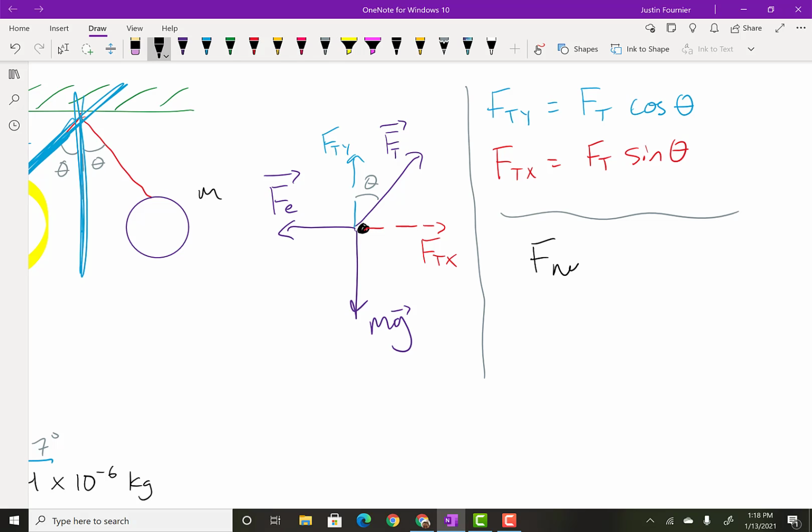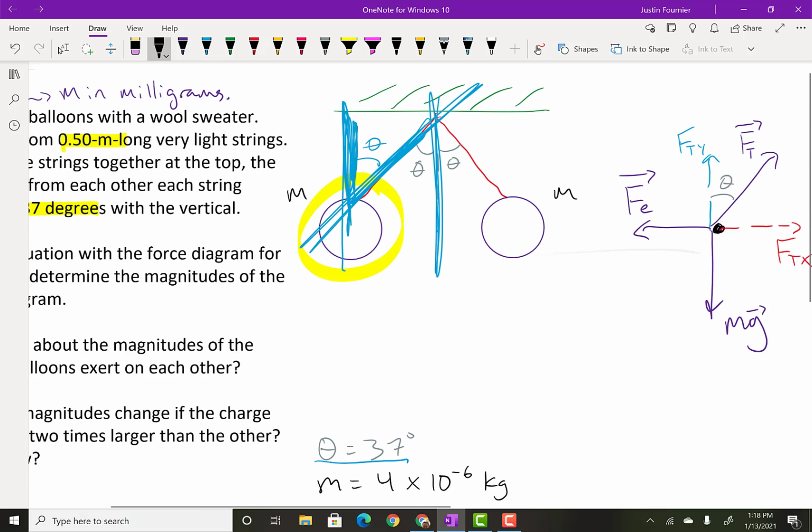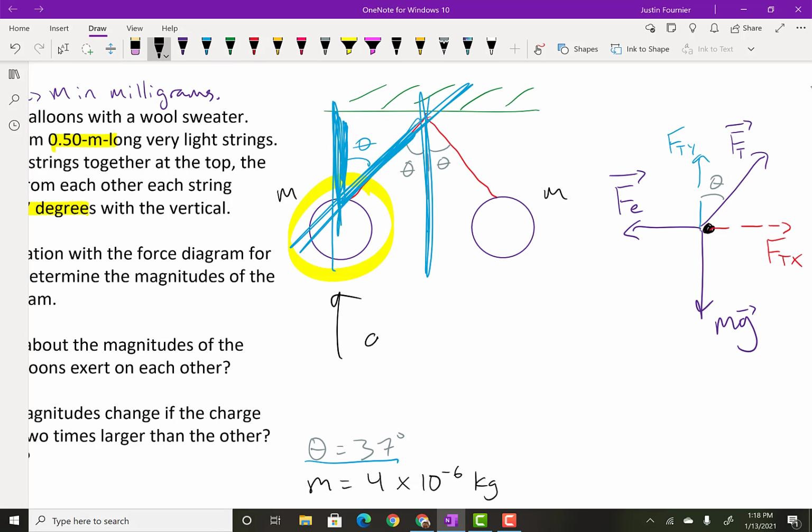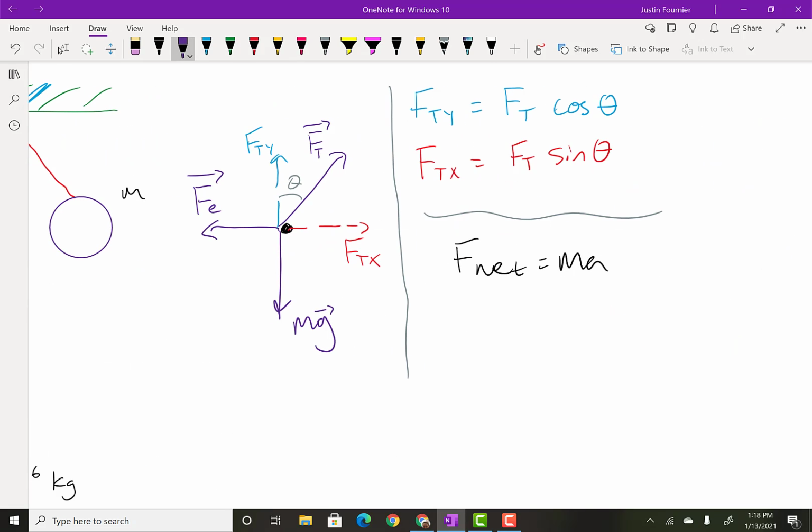So I got F net equals ma. This balloon is at rest, so the acceleration is going to be 0. So on the right side of the equation is going to be 0. And then F net in the vertical direction is going to be FTY minus mg, because mg is pointing down. And FTY, I said, was FT cosine theta, minus mg equals 0. Sorry, that should be equals 0 over here on this side too.